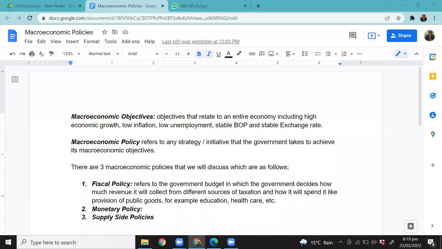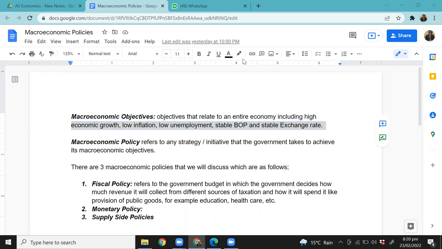Last unit. So we have started with the fifth and the last unit of AS economics, which is macroeconomic policies. Quick overview of what we did yesterday. What is objective? Objective is the target that you wish to achieve, right? When we talk about macroeconomic objectives, it is basically the country-wide targets that you want to achieve, which includes, these are already mentioned: high economic growth rate, low inflation, low unemployment, stable balance of payments, and stable exchange rate, right?